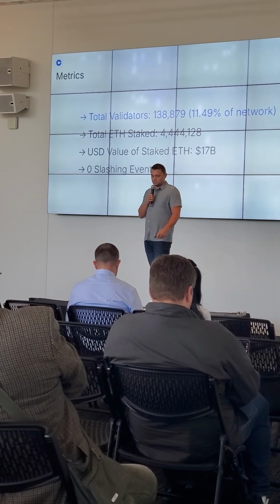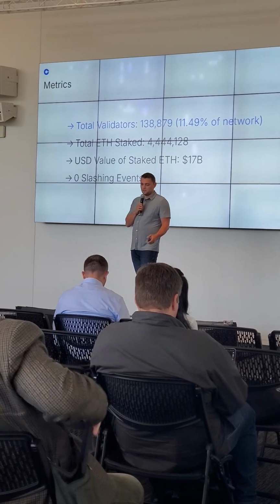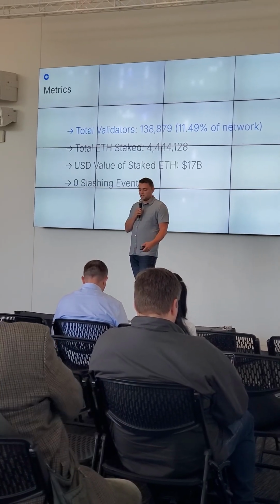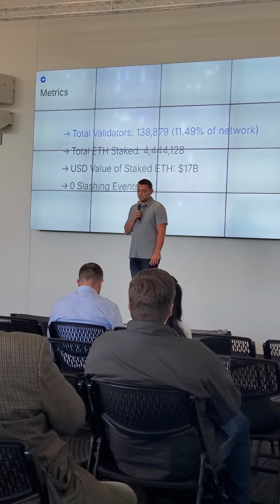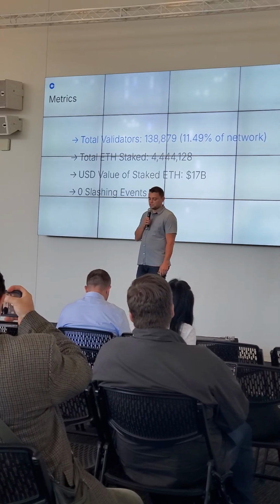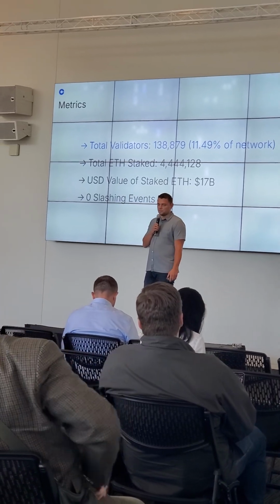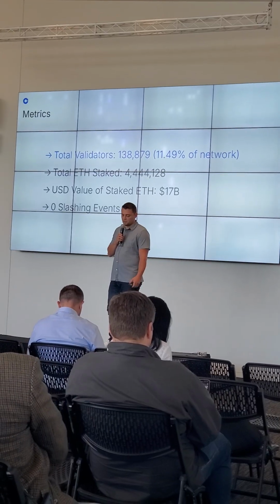So here's the current state of our ETH staking infrastructure. We're currently operating roughly 139,000 validators, which is about 11.5% of the network. This equates to about 4.4 million ETH staked and an estimated value around 17 billion, with 0 slashing events to date, which hopefully speaks to some of the great work that our product teams have been doing to build a reliable infrastructure.